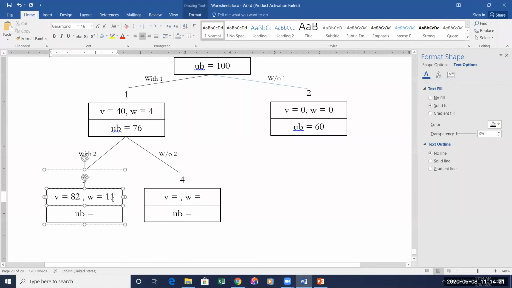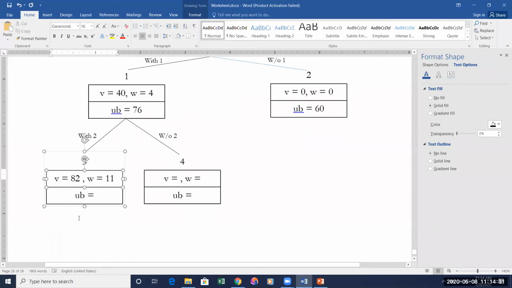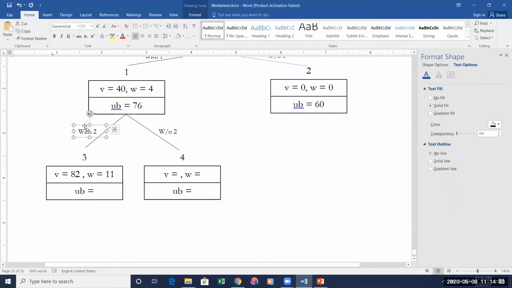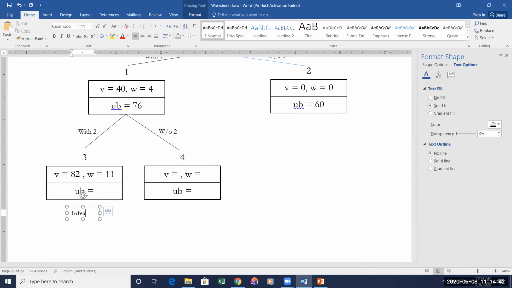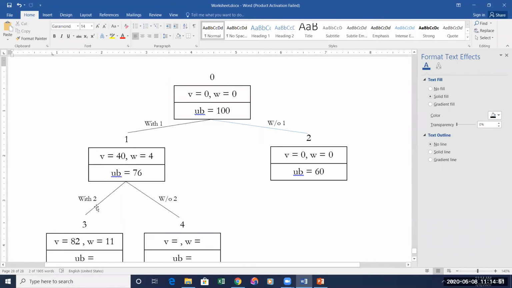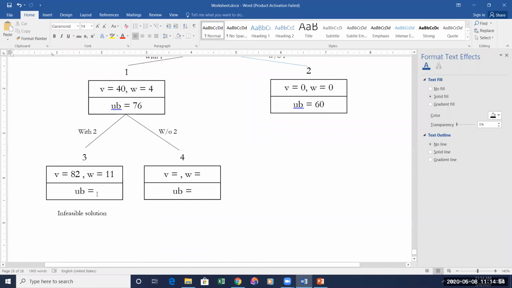11 exceeds the maximum capacity of the knapsack, and hence this is not a feasible solution. So you can write a point here like it is not a feasible solution, because it should not cross the maximum capacity of the knapsack. This is an infeasible solution. This is a non-promising node. You cannot continue with that further.